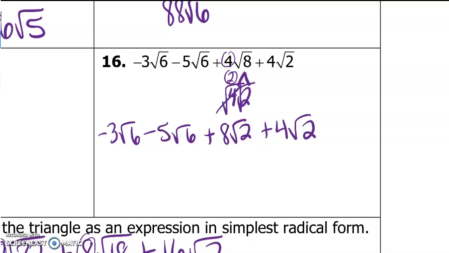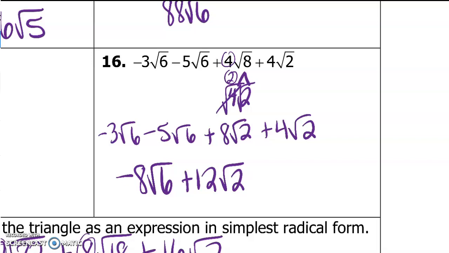So our first two match. That would give us negative 8 square root of 6, negative 3 minus 5, and then plus 12 square root of 2, 8 plus 4.